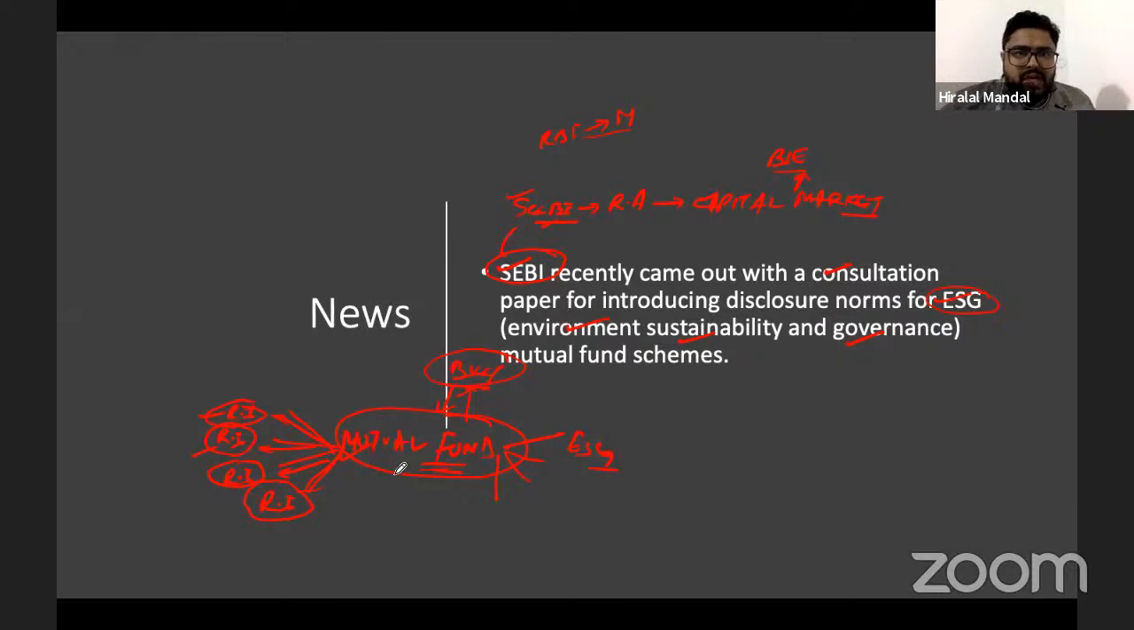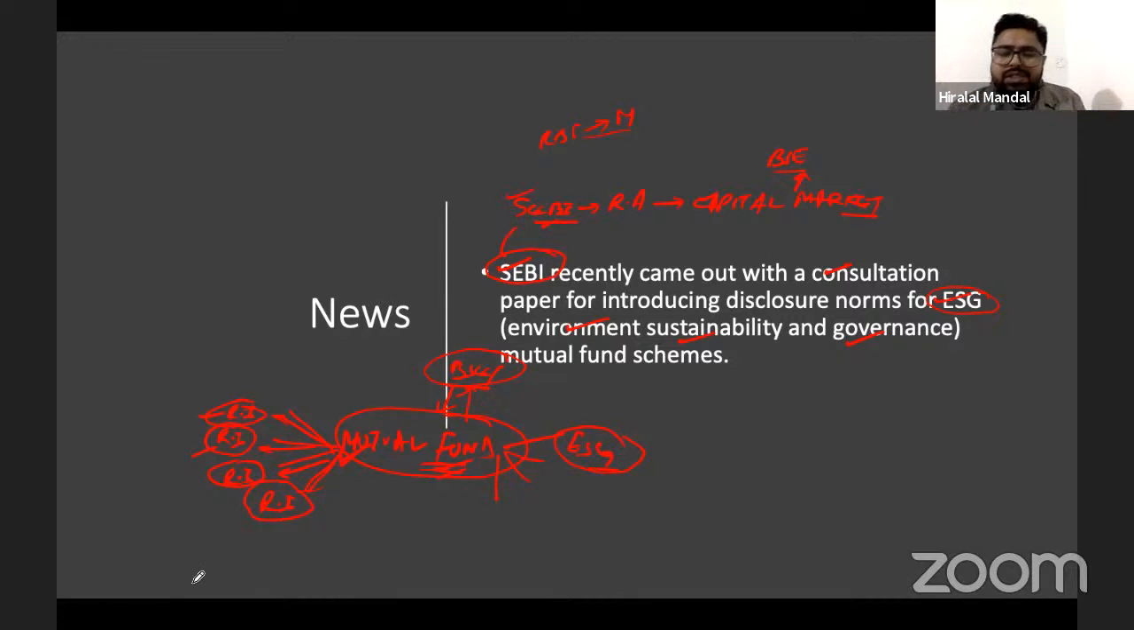Now, this is a mutual fund. You understood this is a mutual fund. Now, what is ESG? There is an environment, sustainability, and governance mutual fund. There is one type of mutual fund that SEBI is suggesting, one kind of mutual fund that can be created by companies or asset management companies, that is known as ESG: environment, sustainability, and governance. ESG fund is basically a type of mutual fund, and mutual fund I've already explained to you.